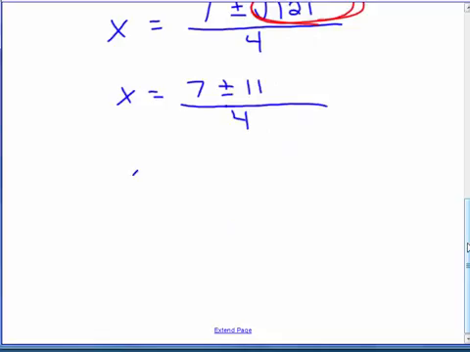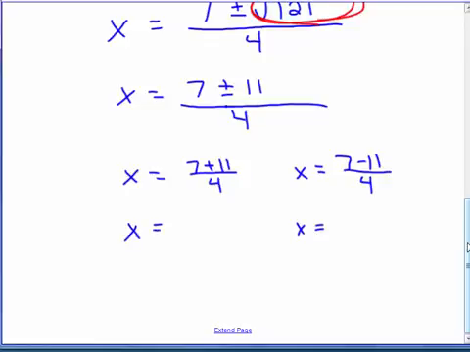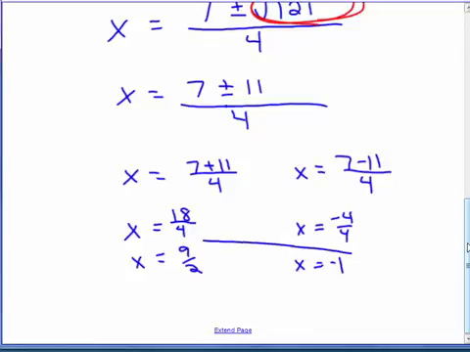Now remember, the plus or minus means I have two equations, one where it's positive, one where it's negative. So I have 7 plus 11 over 4 and 7 minus 11 all over 4. So I'm going to get 18 over 4, which simplifies to 9/2, and negative 4 over 4, which simplifies to negative 1.